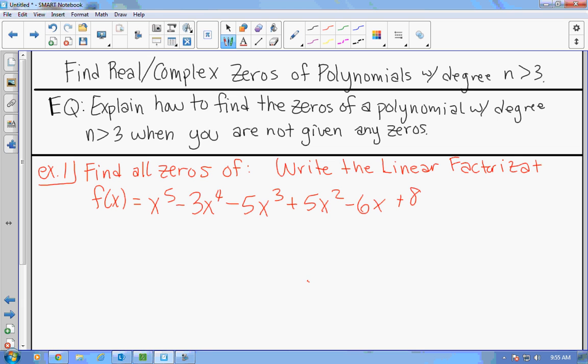I've been saying this phrase today a couple times. Linear means it should be x to the 1st power. Factorization means we write out all the factors that are x to the 1st powers.